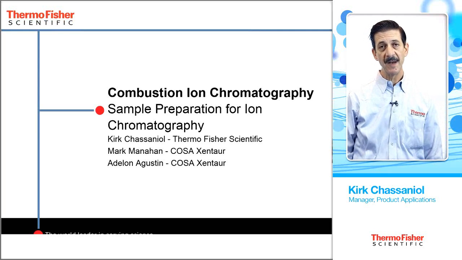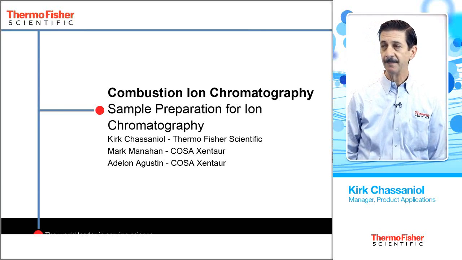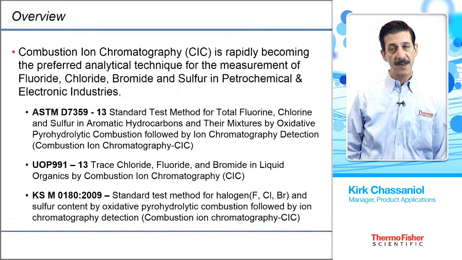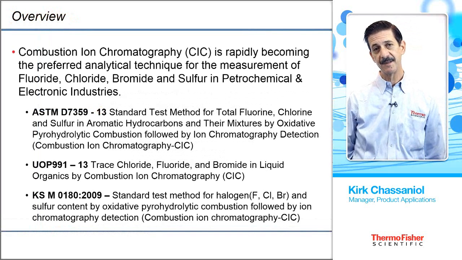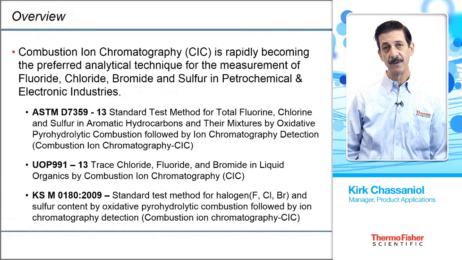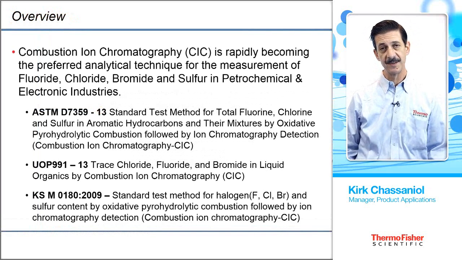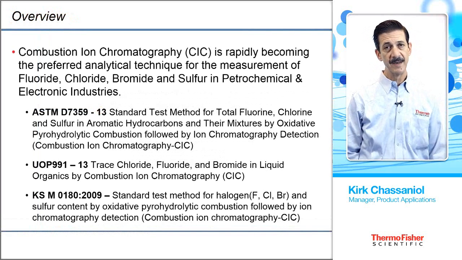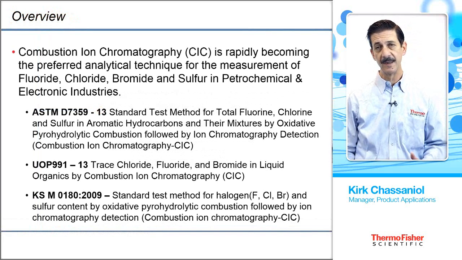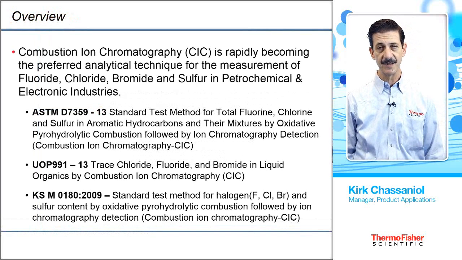Today we're going to talk about combustion ion chromatography. Combustion ion chromatography is rapidly becoming a good technique for the analysis of halogens in a wide variety of matrices that don't necessarily dissolve in water. So fluoride, chloride, bromide, and sulfur, in the petrochemical and electronics industries.